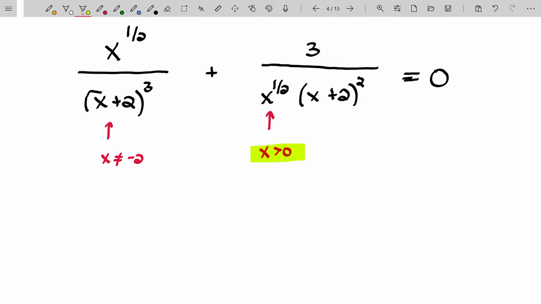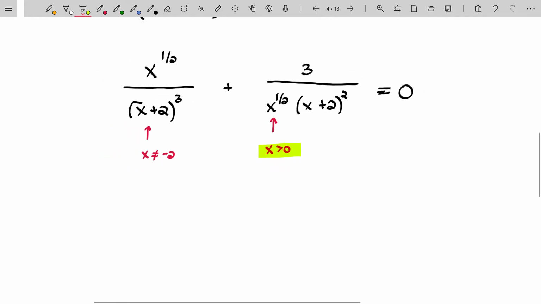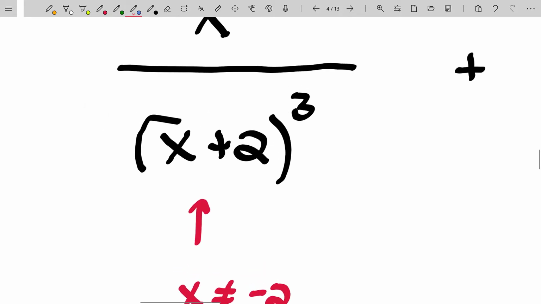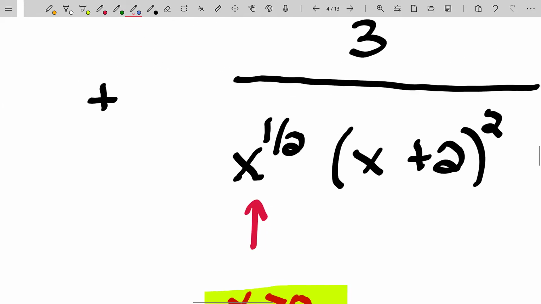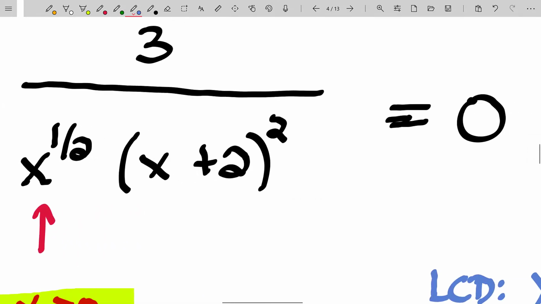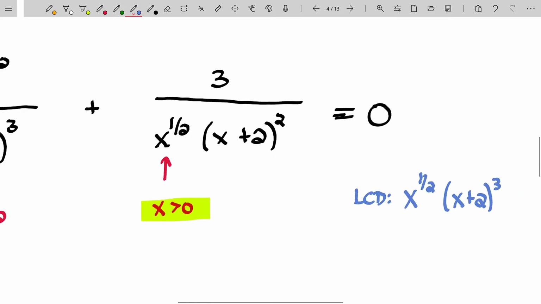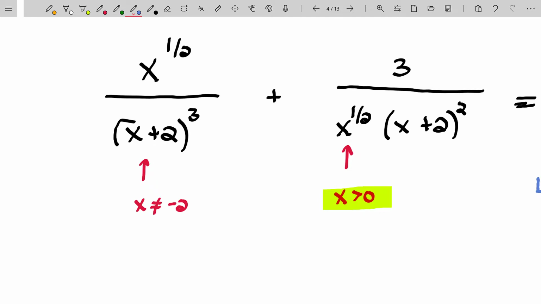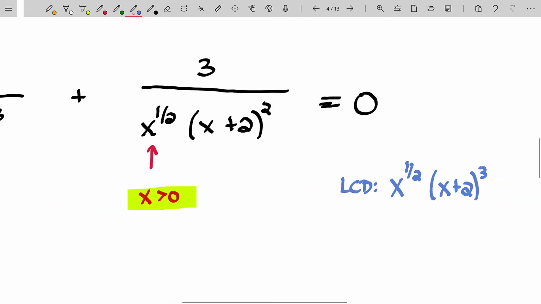And I know that students love to group these two fractions together. You don't have to, but students love to do it. So let's just pretend that you find the LCD and add up these two fractions. The LCD here would be x to the 1/2 times x plus 2 to the 3rd, because you need x plus 2 to the 3rd because of that guy, and you need x to the 1/2 because of this guy, and x plus 2 to the 2nd is taken care of because of the x plus 2 to the 3rd. So let's go ahead and multiply that first fraction by x to the 1/2, both numerator and denominator. And the second fraction will multiply both numerator and denominator by x plus 2.